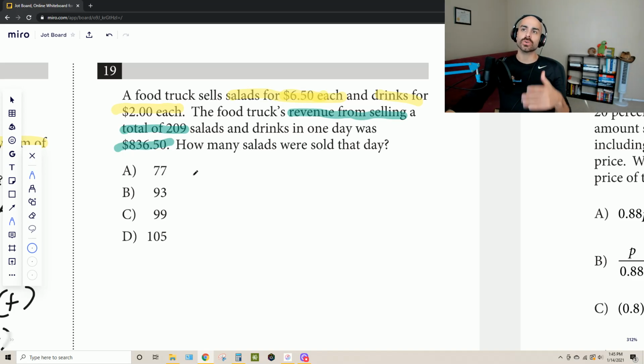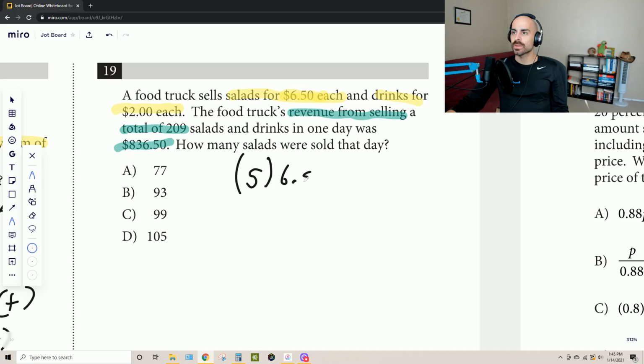This question is so common, it shows up in regular algebra textbooks. We want to be able to pick up on this quite quickly. So let's write our first expression here. And that is that we have salads. We'll represent that with S, at $6.50 each. So what that means is if you multiply the number of salads by 6.50, you'll have the total that you made off of salads.